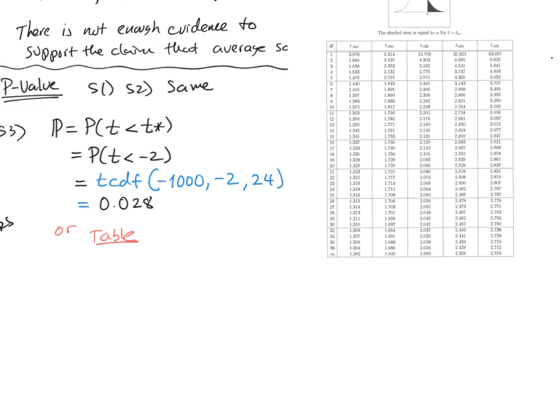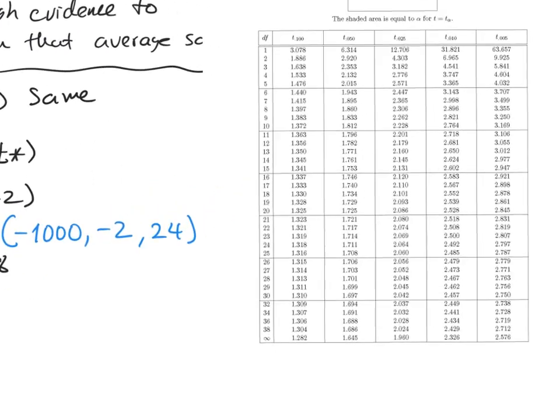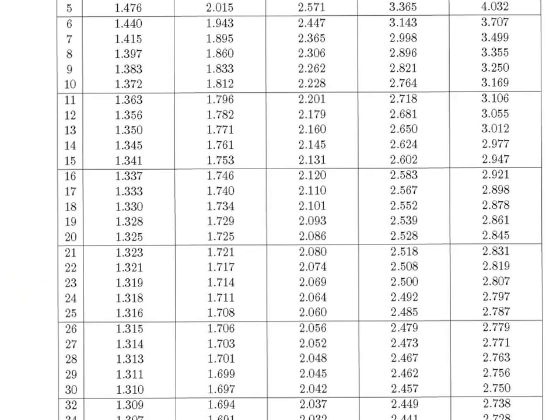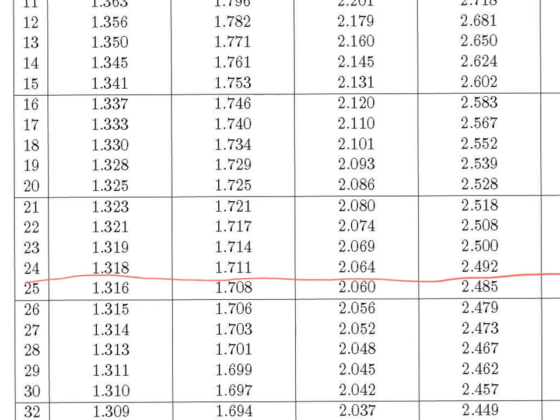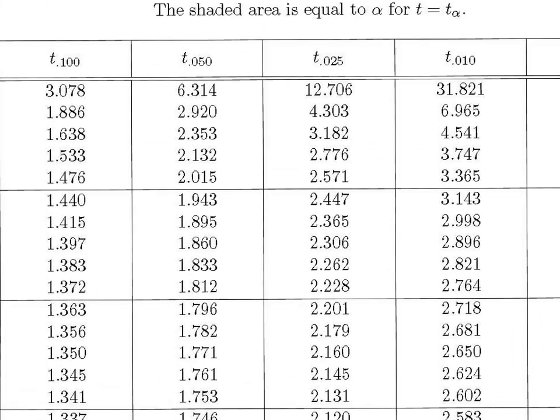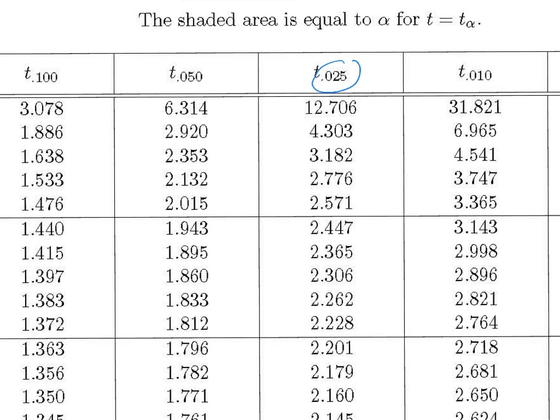The value for T star, remember, is what? Negative 2, or the number 2. How many degrees of freedom do we have? 24. So just look at 24, which is this line right here. If you pick the number 2, the number 2 is between which two values? Between this one and this one. The number 2 will go there. Then go to the top and pick something between 25 and 50. Literally anything between 25 and 50. So what's your favorite number between 25 and 50?